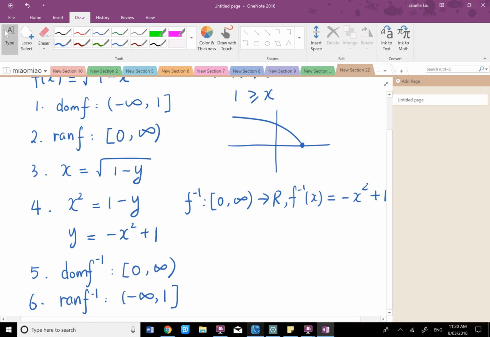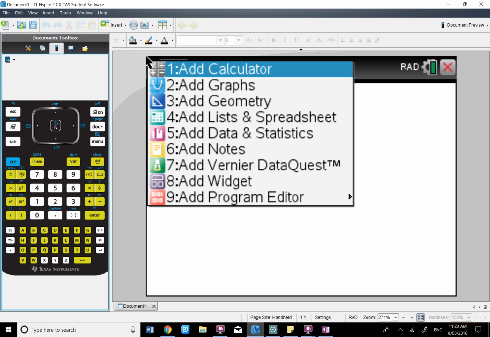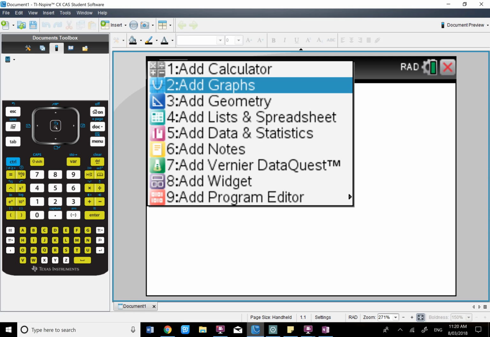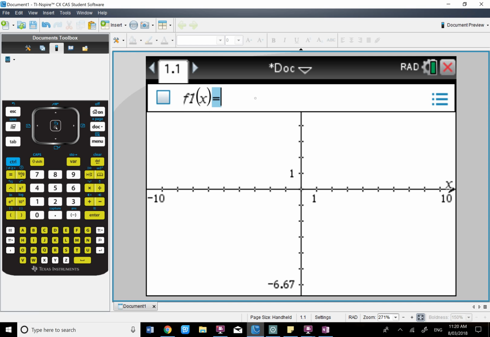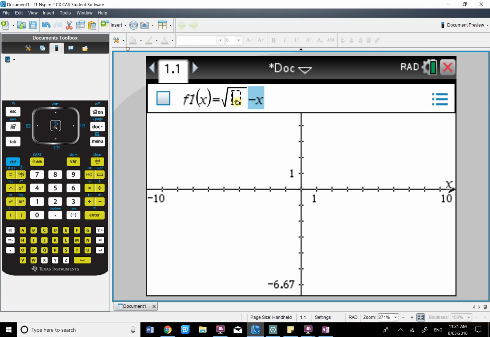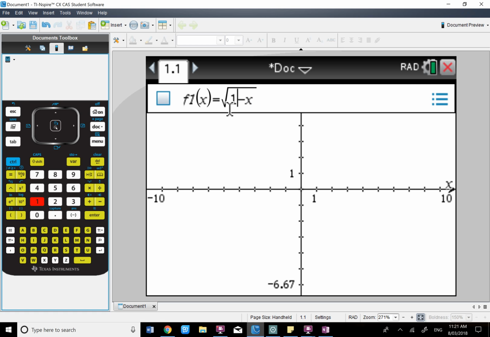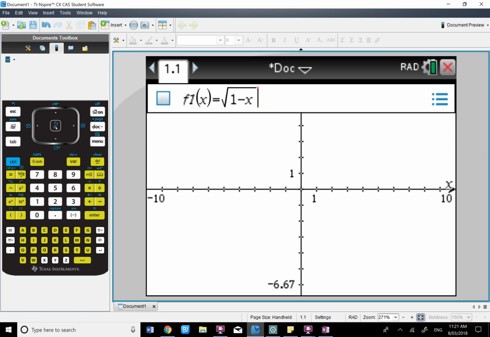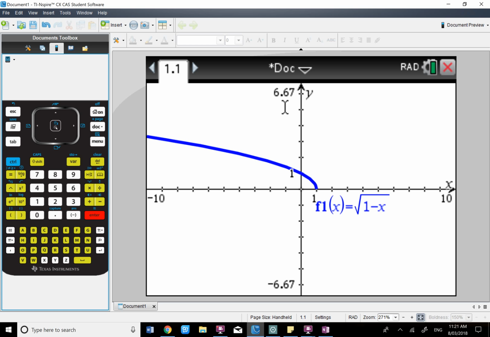It's very hard to sketch it on the same set of axes if you want to draw the scale right. So what I want to do is show this on the calculator. Okay, we go to graph. The first function is square root of 1 minus x. Wrong place. 1 minus x. Okay, that's my first function. Let's say that's the graph.